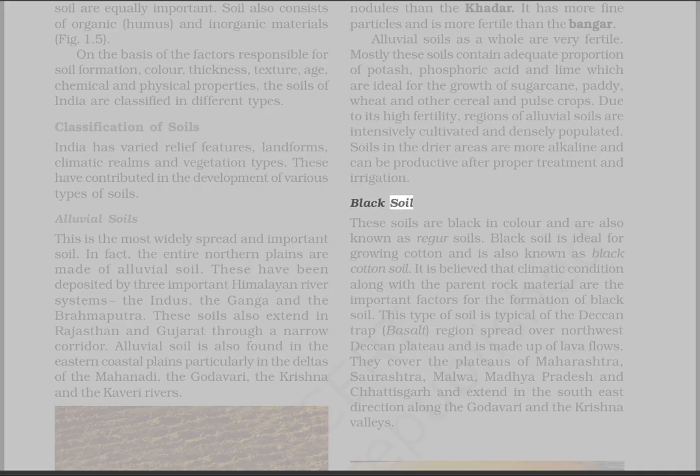Black soil. These soils are black in color and are also known as regur soils. Black soil is ideal for growing cotton and is also known as black cotton soil. It is believed that climatic condition along with the parent rock material are the important factors for the formation of black soil. This type of soil is typical of the Deccan Trap, basalt, region spread over northwest Deccan Plateau and is made up of lava flows. They cover the plateaus of Maharashtra, Saurashtra, Malwa, Madhya Pradesh, and Chhattisgarh and extend in the southeast direction along the Godavari and the Krishna valleys.